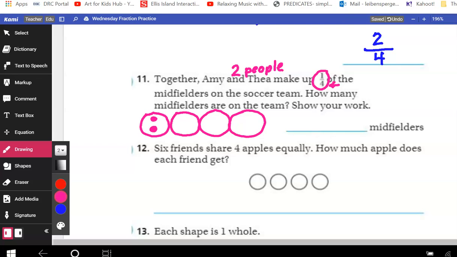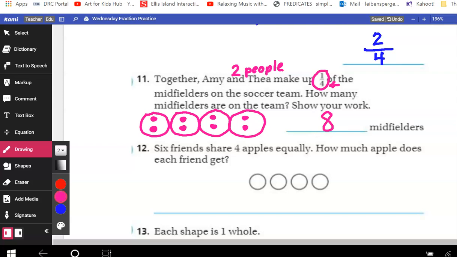Well, I know I have to keep going now, and I have to keep adding 2 to represent all the fourths that we have. And so we can multiply if we want, 2 times 4 to equal 8, or we can skip count. We have 8 midfielders on the team in all.